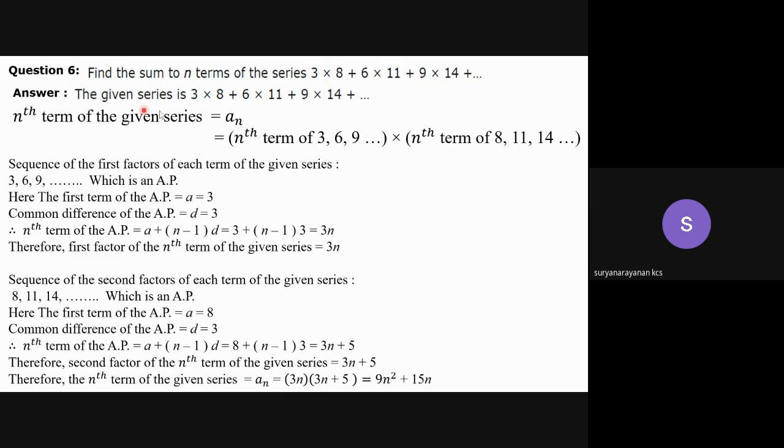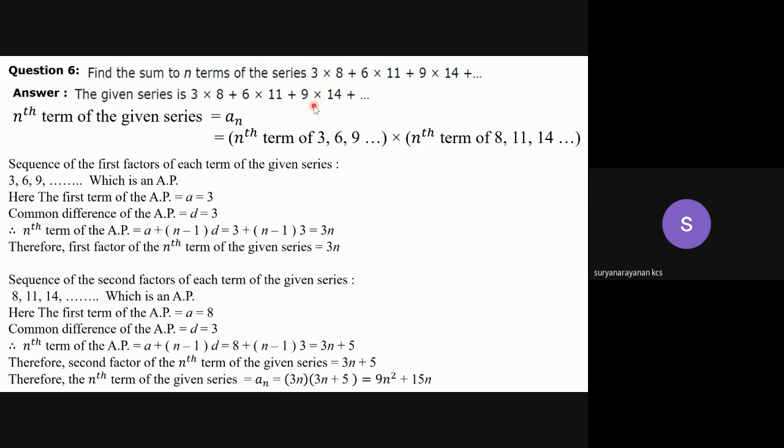Okay, my children. Now come to the solution. What is the given series here? The given series is 3 into 8 plus 6 into 11 plus 9 into 14 plus and so on. If you observe this series carefully, each term is written as a product of two factors. This is the first term, 3 into 8. See the second term, 6 into 11. Observe the third term, 9 into 14. So in this way, every term of this series is written as a product of two factors. Yes or no?